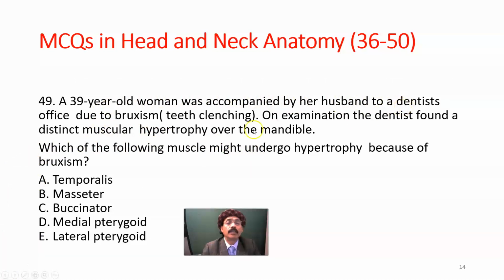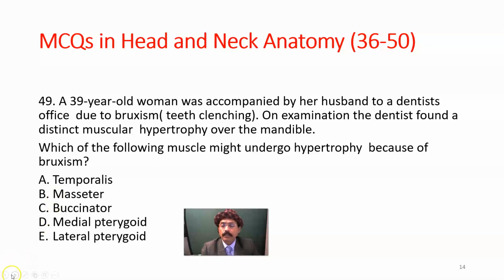husband to a dentist office due to bruxism, teeth clenching, specifically at the night time during sleep. On examination, the dentist found a distinct muscular hypertrophy over the mandible. Which of the following muscles might undergo hypertrophy because of bruxism? Okay, hypertrophy over the mandible, that should be the masseter muscle. This is the answer, masseter, 49B.